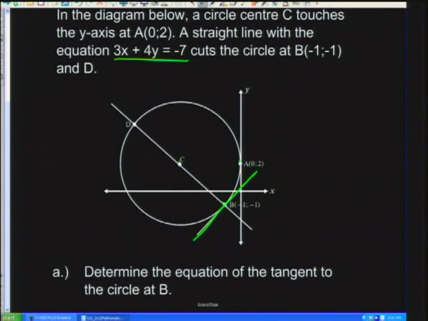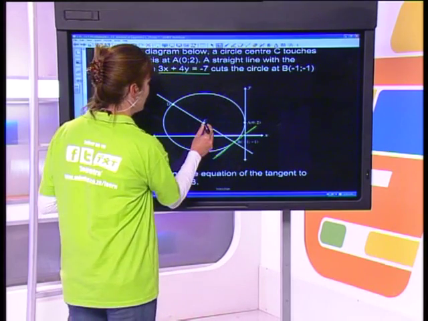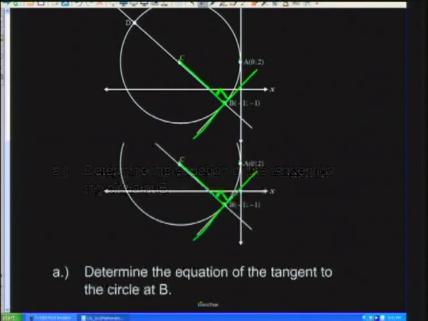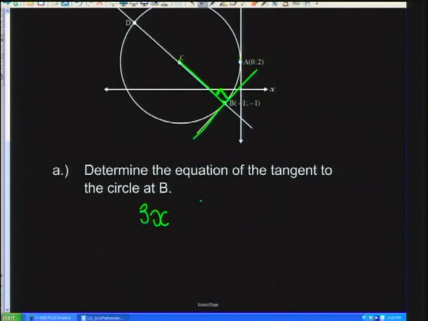As soon as we're working with tangents, a really important bit of theory that we always have to watch out for and see if we need to apply is that a radius and a tangent are always perpendicular. So if I've got a radius, the radius and the tangent are going to meet each other at a 90-degree angle. So this is now where this is going to come in handy, because my line passing through point C and point B is the line of 3x plus 4y equals negative 7.